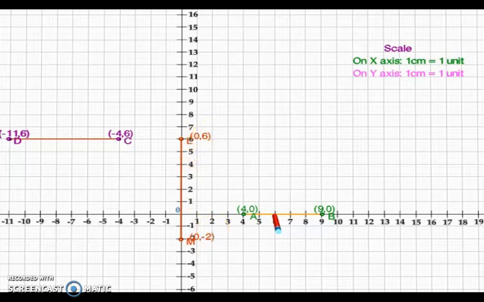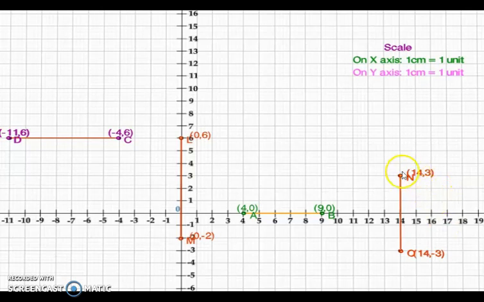Let us check if it is the same case for points on a line which is parallel to the y-axis. Let us consider the points N and one more point O. Let us note down the ordered pairs. N is 14, 3 and O is 14, minus 3. Now the distance between N and O is 1 unit, 2 units, 3 units, 4, 5 and 6. The distance between N and O is 6 units.